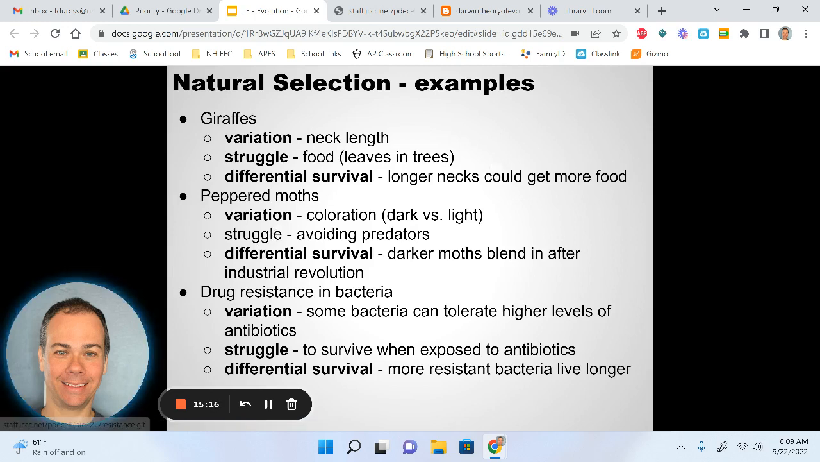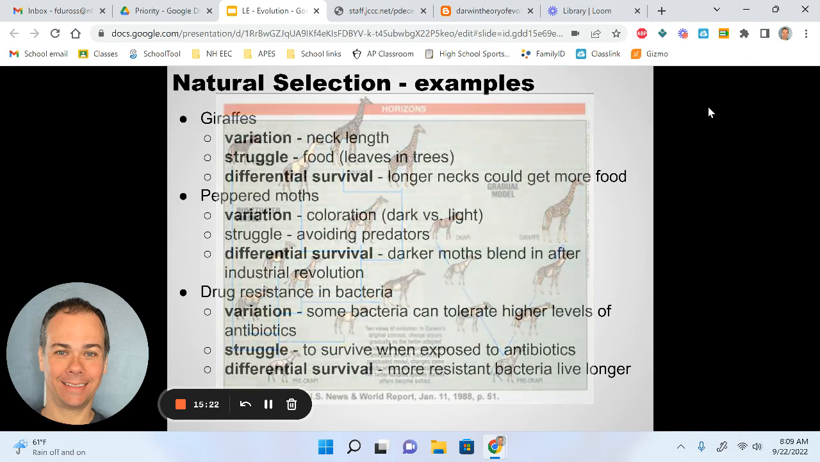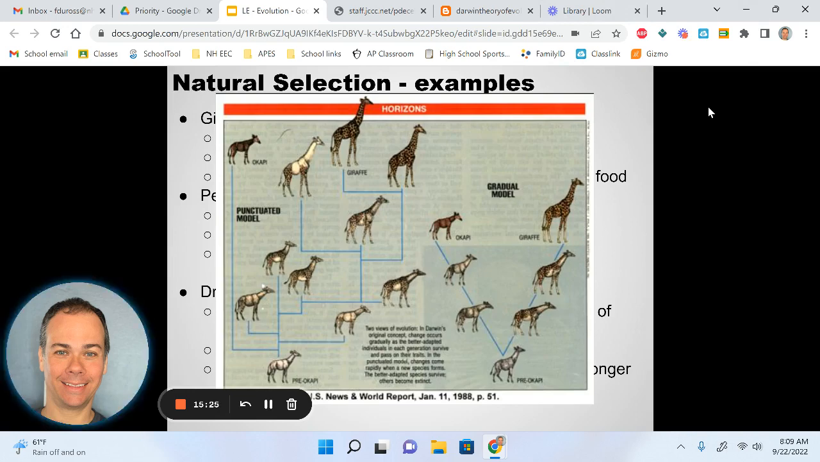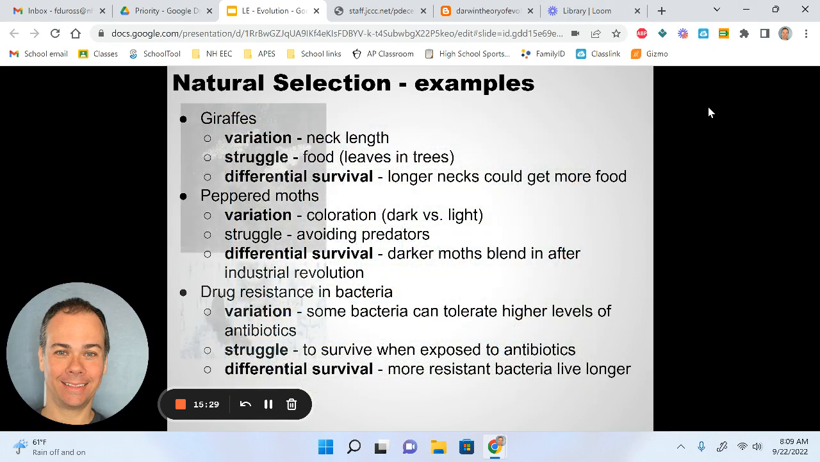Here's another example. Peppered moths. Oh yeah, there's the giraffes again. We could see the changes in giraffes over time. Peppered moths are an interesting example. Did you guys learn about them in 7th grade? Yeah? Do you remember the story, Ryan? I think so.